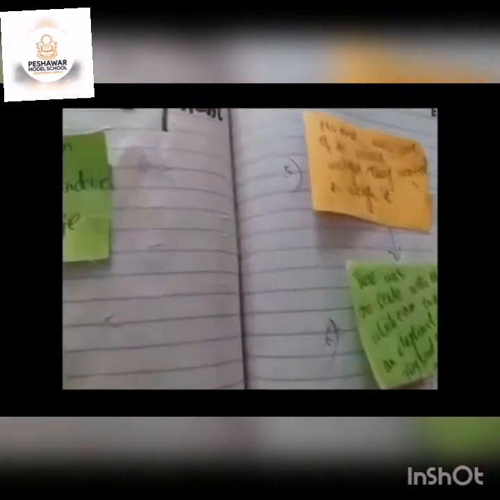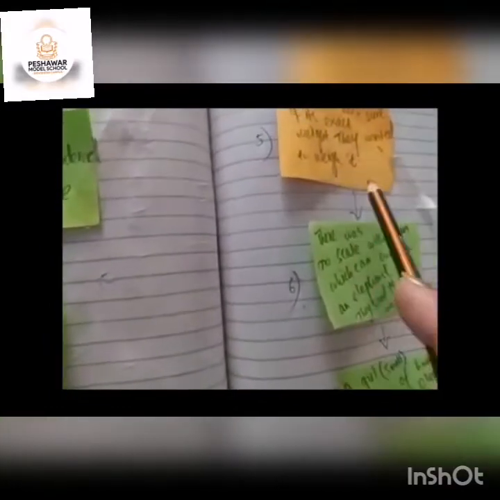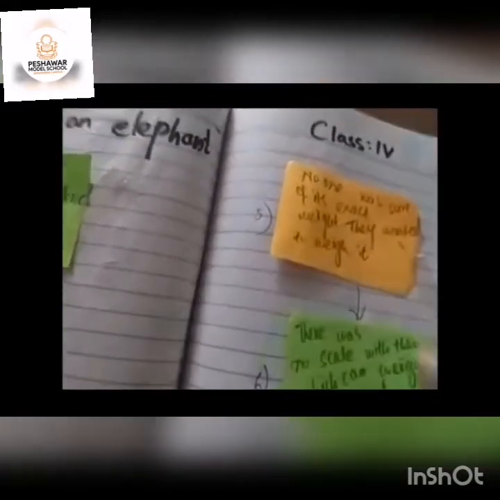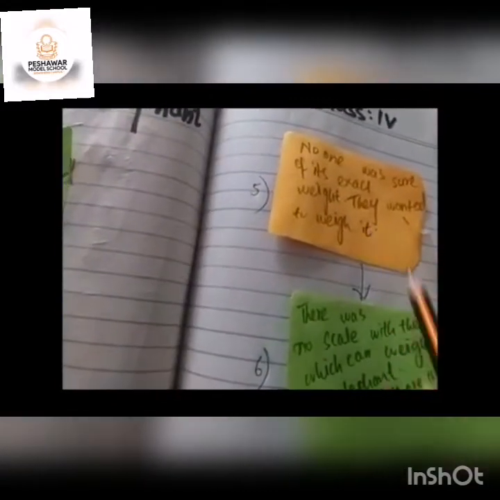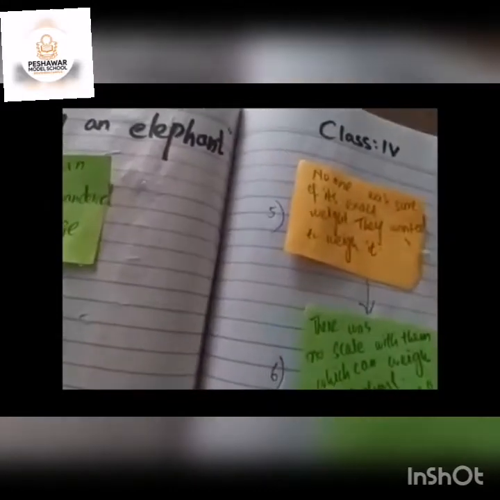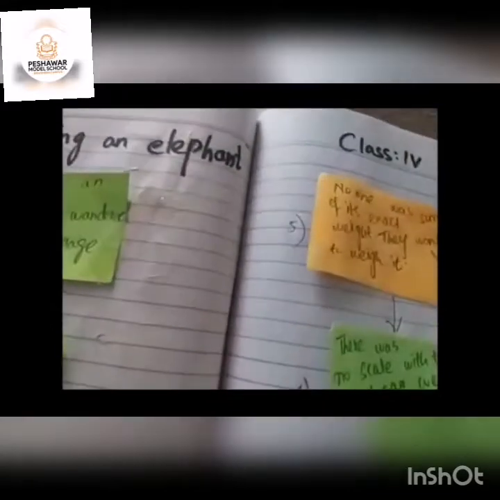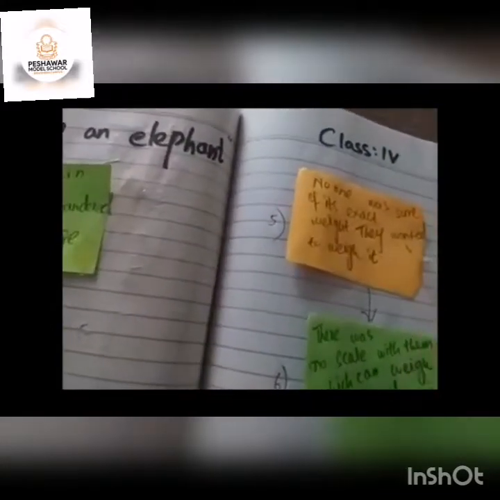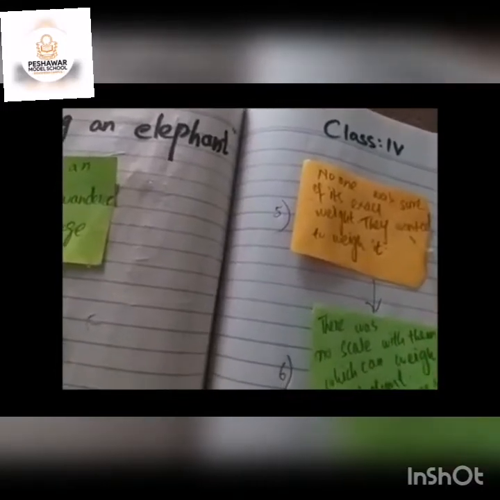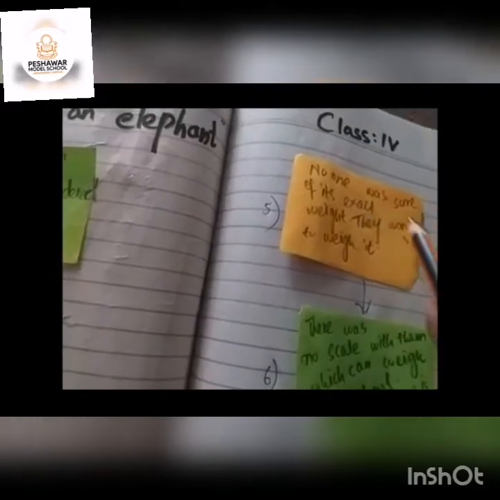No one was sure of its exact weight. They wanted to weigh it. It means the villagers were not sure of its exact weight. They were just making guesses. Some of them were saying that it is a huge animal. Some of them were saying that it is as heavy as 5 horses. And some of them were saying that it is even heavier than 5 horses. So they were not sure about the elephant's exact weight.